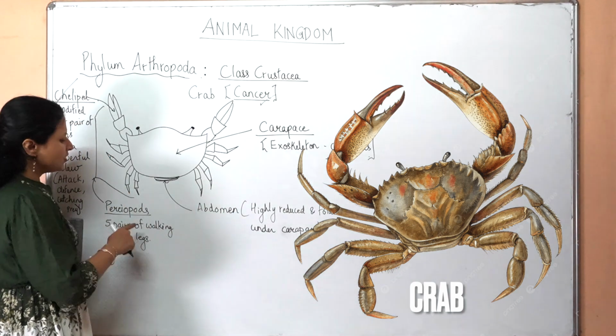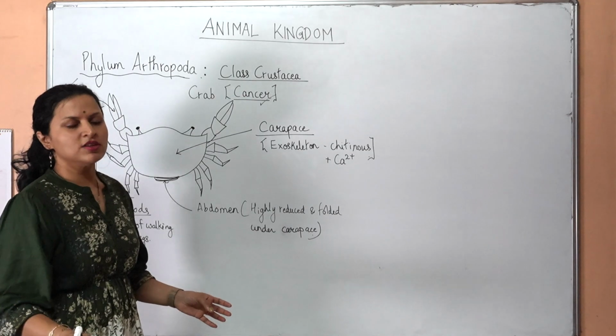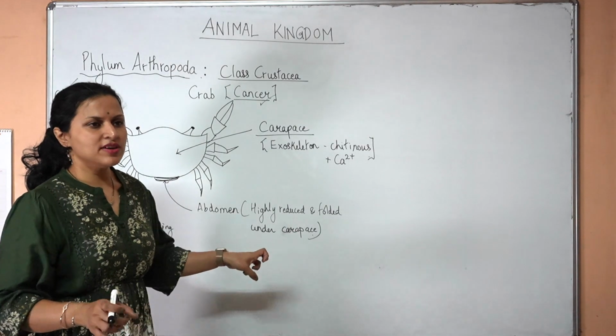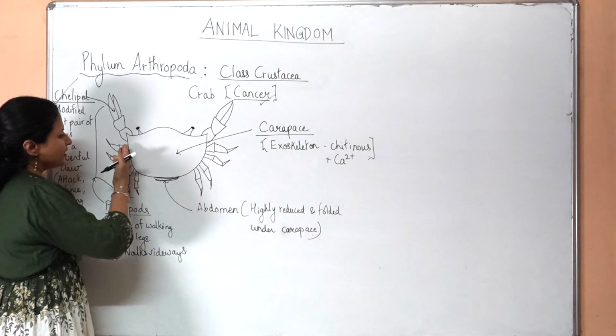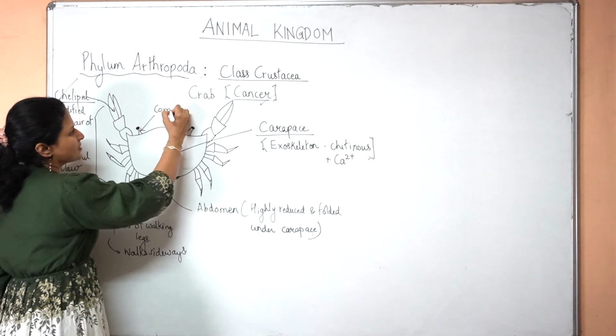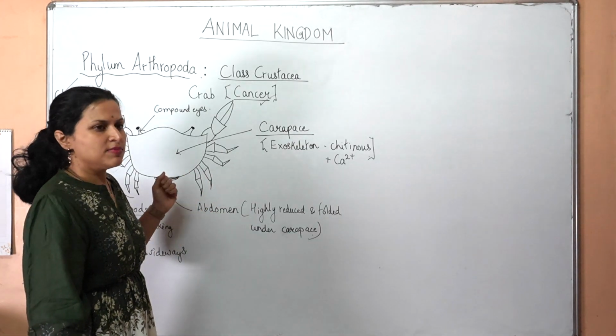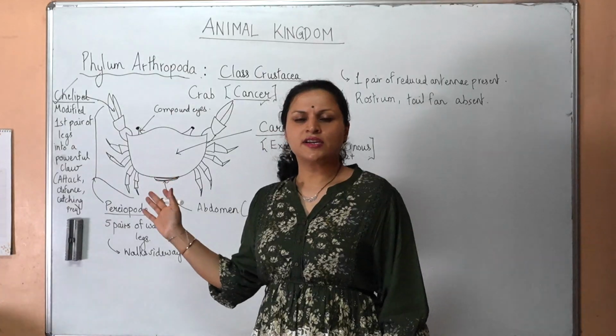The remaining pereopods are used by the crab for walking, and if you have noted anytime, the crab walks laterally, sideways. It does not walk vertically in front. Walks sideways. Jointed appendages like any other arthropod, as you can see. These are the compound eyes. 1 pair of antennae will be present, but they will be very reduced. Rostrum, tail fan, absent. That is all from crab.